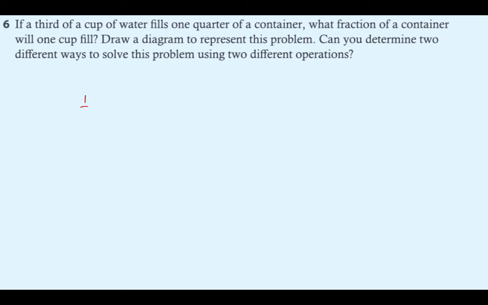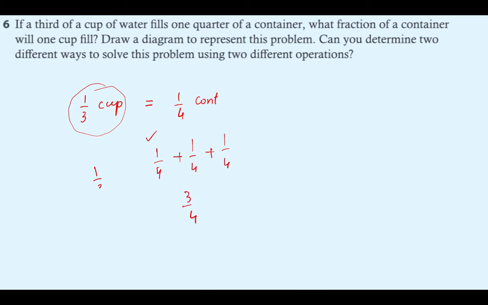So if 1/3 is filling 1/4 of a container, so if there's a full cup, one whole cup, you just need to add it, it means this cup 3 times. So 1 over 4 plus 1 over 4 plus 1 over 4, so this becomes 3 over 4. But because this is for first cup, second cup and third cup, so 1 cup will fill 3 over 4, 1/3, second 1/3 and third 1/3, so this makes a whole 1 cup. Now can you determine two different ways?